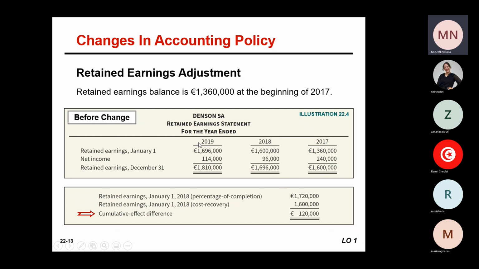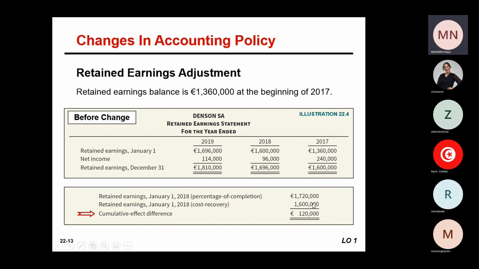In 2019, that's of course where the problem will be, and we need to be careful, because that's about the old method. So we have a retained earnings balance beginning January 1st of 1,696,000. Continuing using the cost recovery, we got a net income of 114, and then we have retained earnings of 1,810,000.